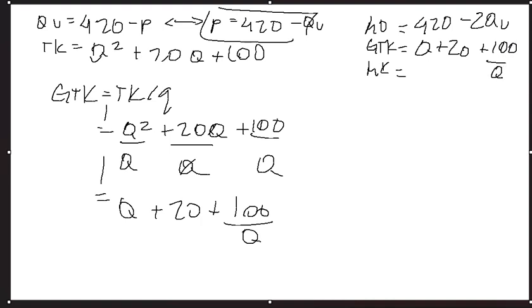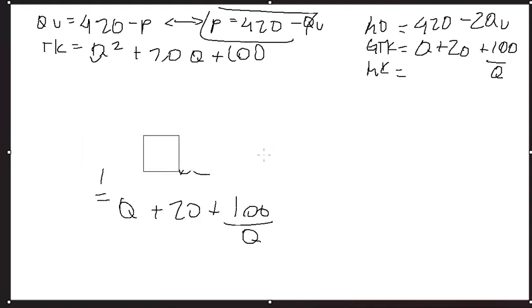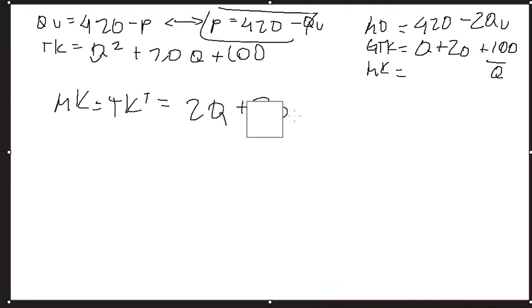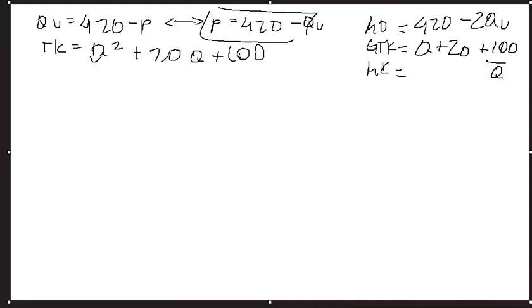Okay, we go further, we find the MK. MK is equal to the derivative of TK, so it becomes 2Q plus 20. 2Q plus 20, I write it to the side. So we have the big three over here.